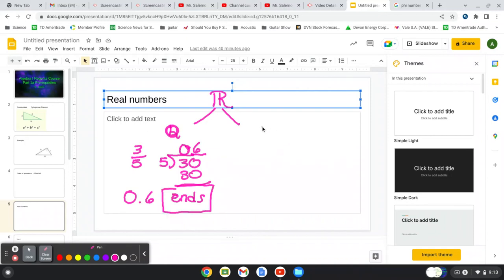Whereas in pi, which is irrational, 3.14159265, whatever the case may be, it just keeps going. There is no pattern to this. You don't see a pattern and you don't see numbers that will repeat.